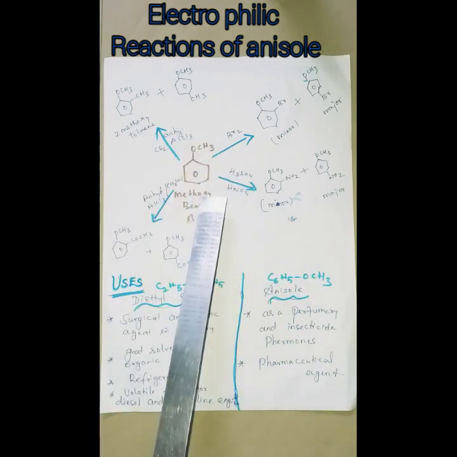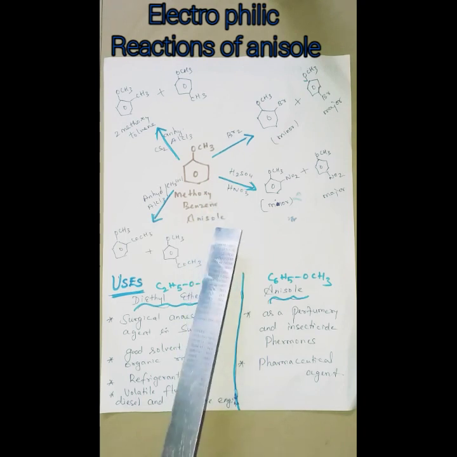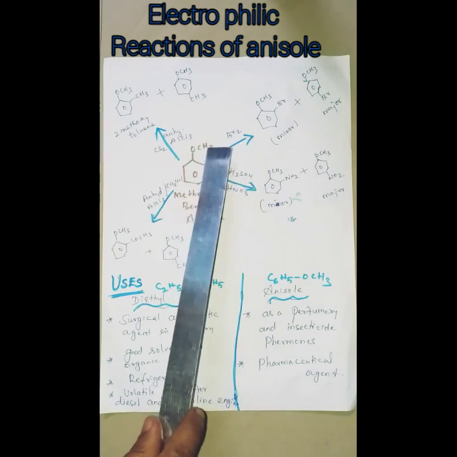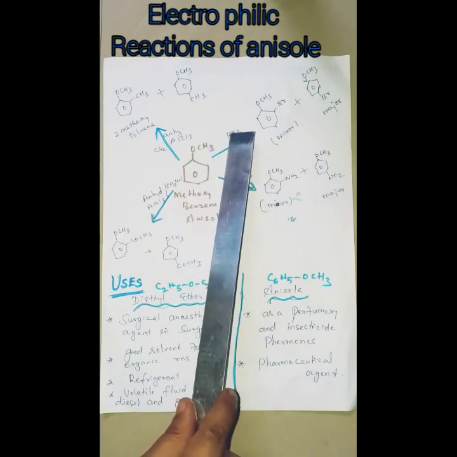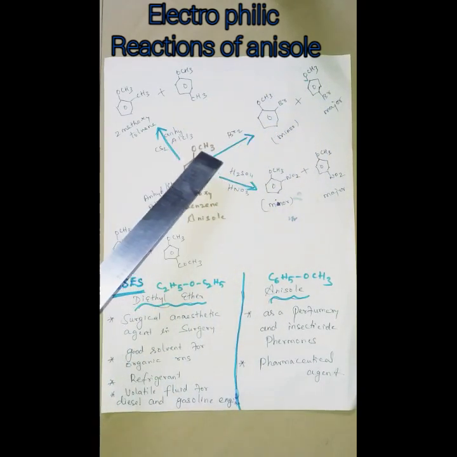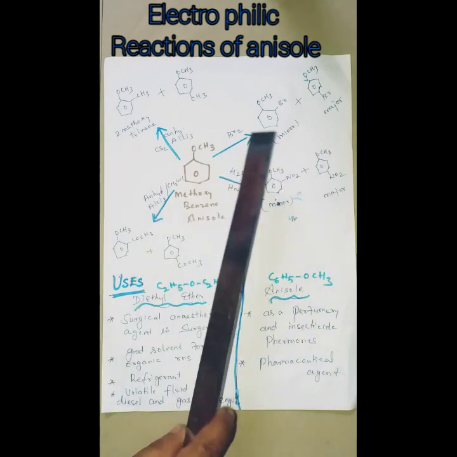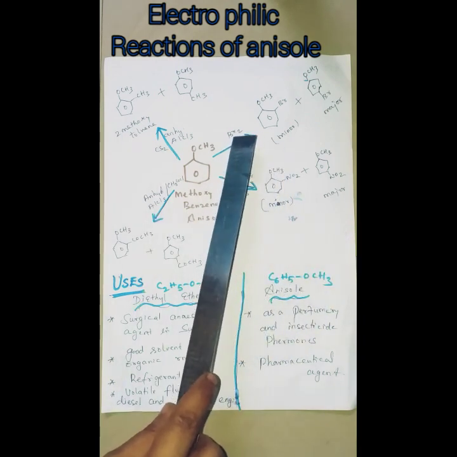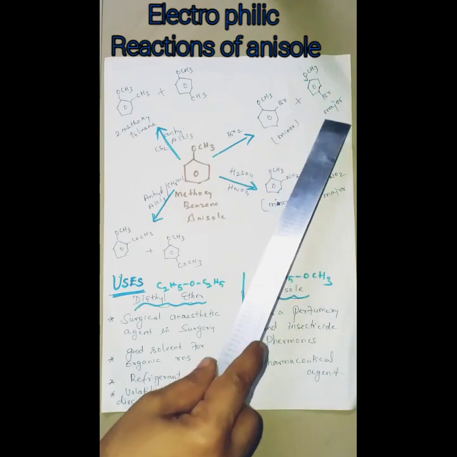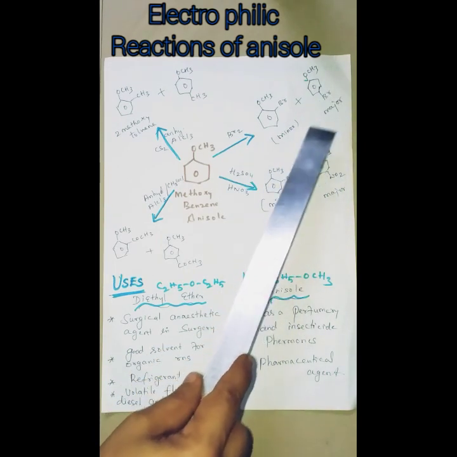Now anisole, that is methoxybenzene, is the IUPAC name. Anisole is a common name. So when anisole is treated with bromine, this methoxy group directs the bromine atom to the ortho position as well as the para position. The methoxy group is an ortho and para directing group, a one mark question. Here Br plus, the bromonium ion, is the electrophile, which attacks only the ortho position as well as the para position. But the para product is the major product, and the ortho is the minor product.